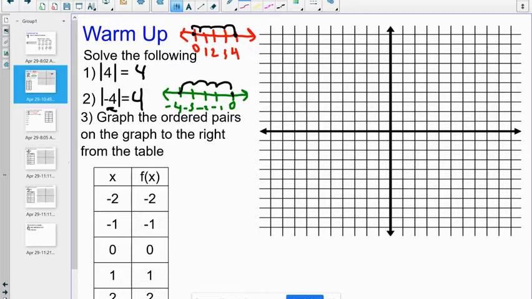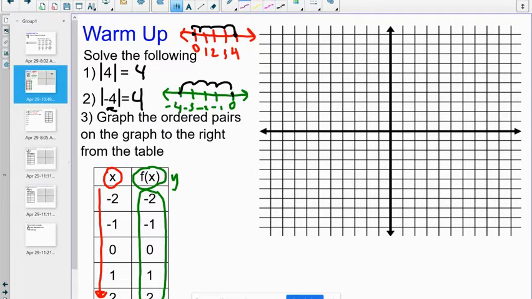So now that we answered those first 2 questions, now we're going to look at this table here and graph them. In this table, we're given ordered pairs. So we have our x here in this column. So these values are our x's. And then here we have f of x. That's just another way of saying the same thing as y. So these are our y values in our ordered pair.